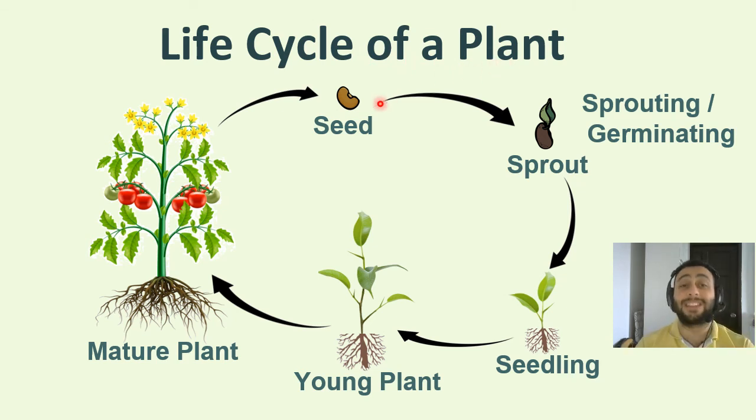So again, it starts from seed. The seed becomes a sprout in the stage of sprouting or germinating, right? And then it becomes a seedling. The seedling becomes a young plant, and the young plant will start to have flowers and fruits, and it becomes a mature plant. That's it.